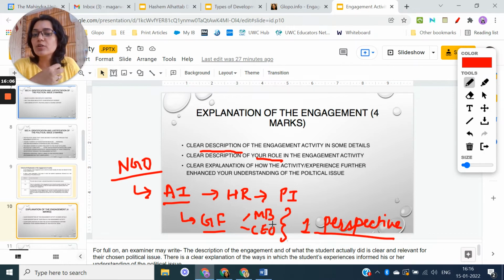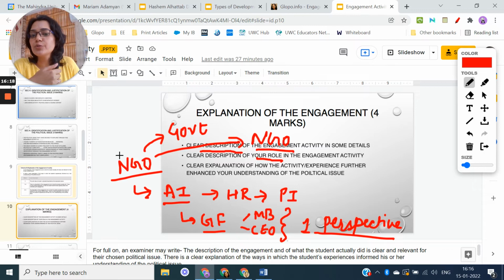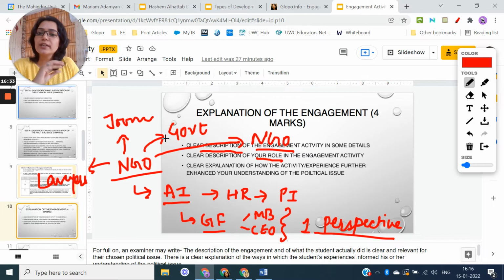So try not to take all the interviews from just one organization. Try to take another interview from a governmental body who may oppose this NGO, or any other NGO who may have different views. You may take a group of journalists, a group of lawyers, or a group of government officials. So what I'm doing is clubbing people from different backgrounds with different perspectives. Clear enough? What is your engagement activity?